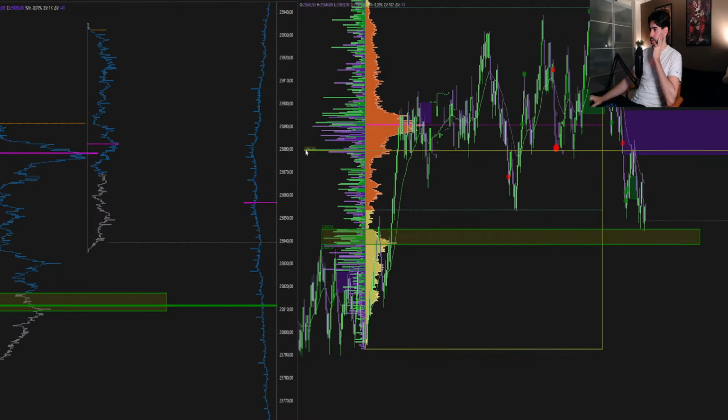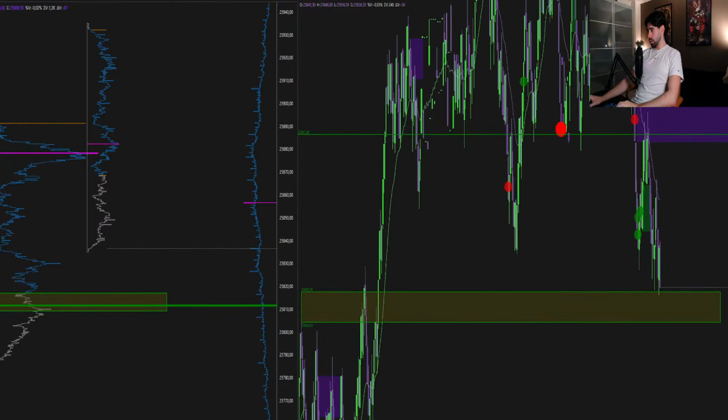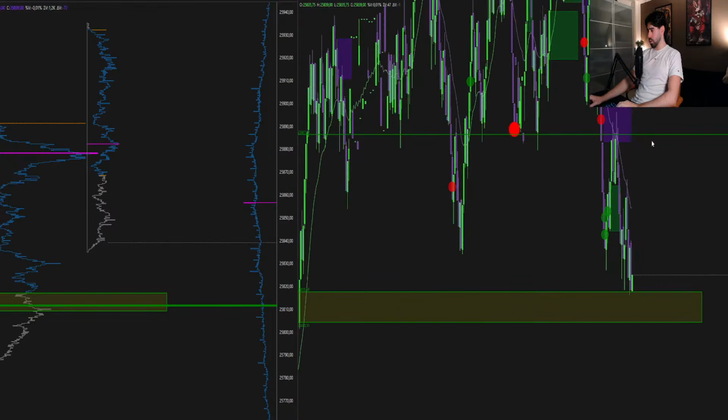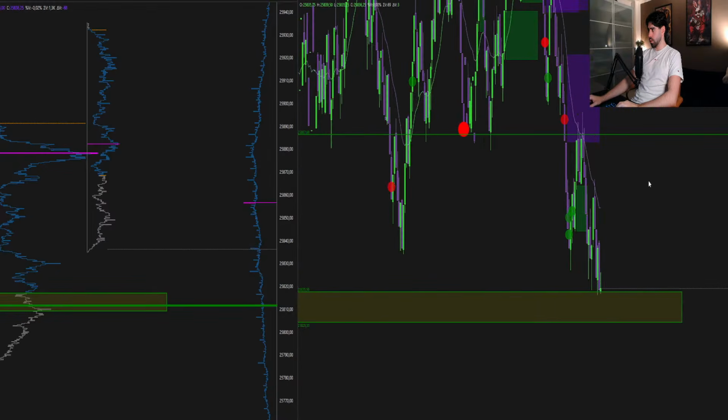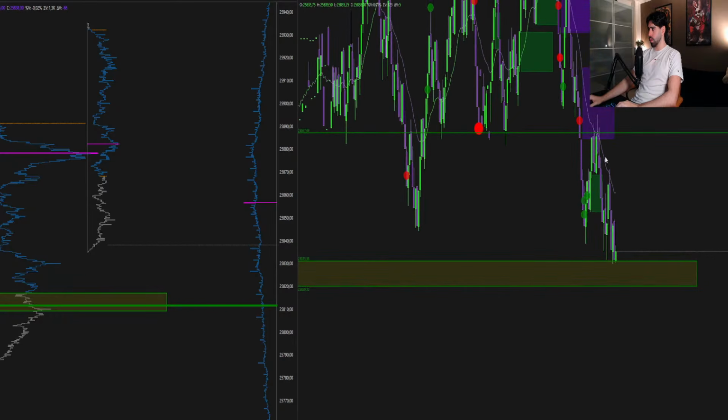Last line of defense. What happened? Traded below it here. Got the entry. But no sell aggression so far, with 60 contracts. Okay.